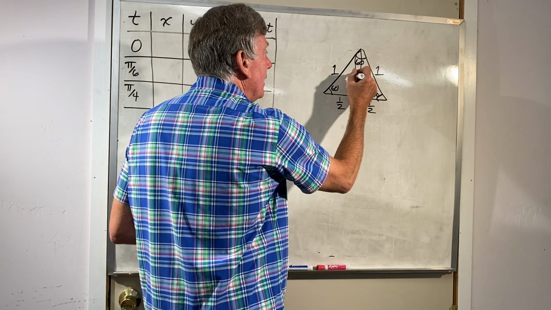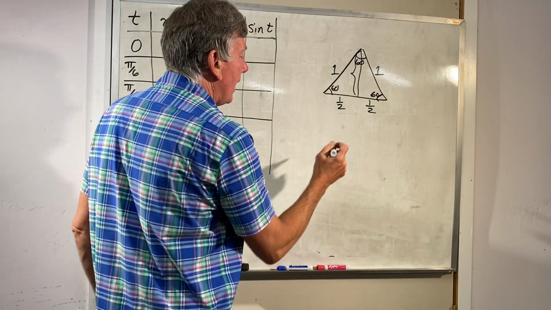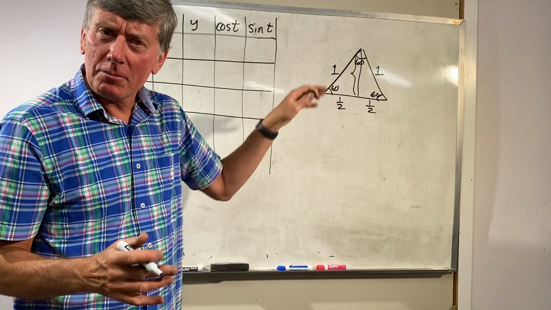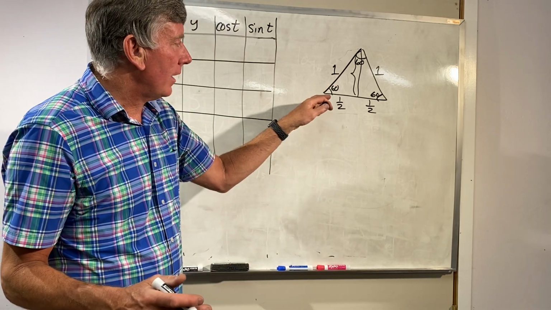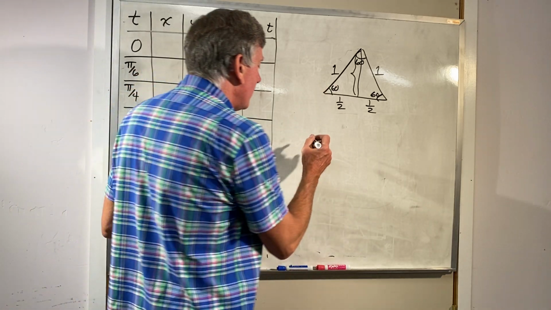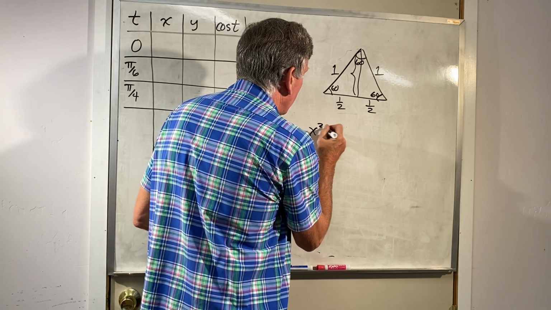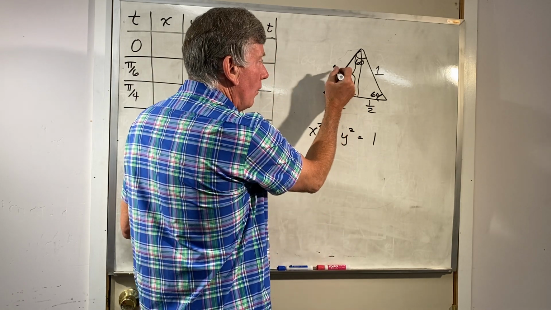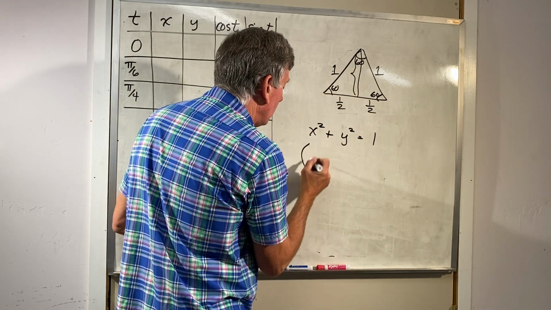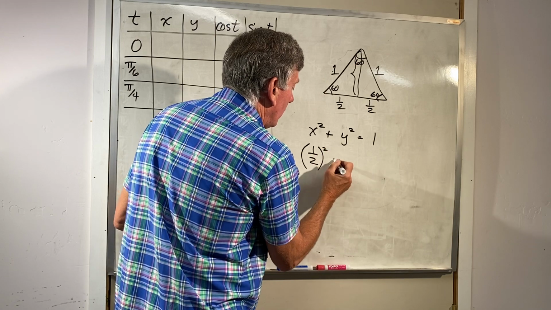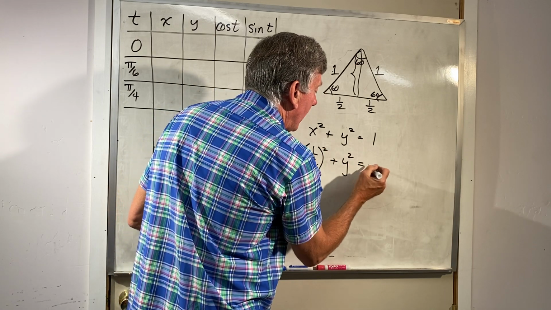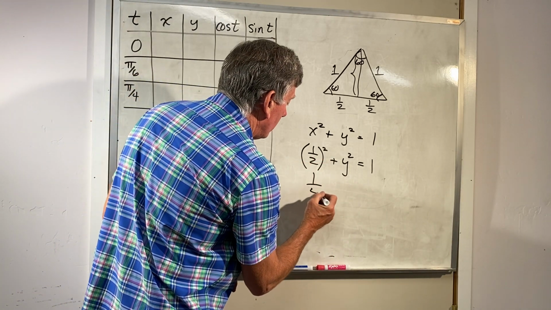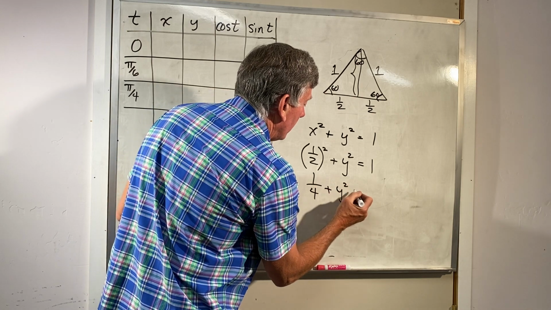And this height here, I have to figure out. Well, I know that this point is on the unit circle, which means that x squared plus y squared is equal to 1. This is my 1. I have this 1/2 here. I don't know what y is, but let's figure it out. 1/2 squared is 1/4 plus y squared is equal to 1.